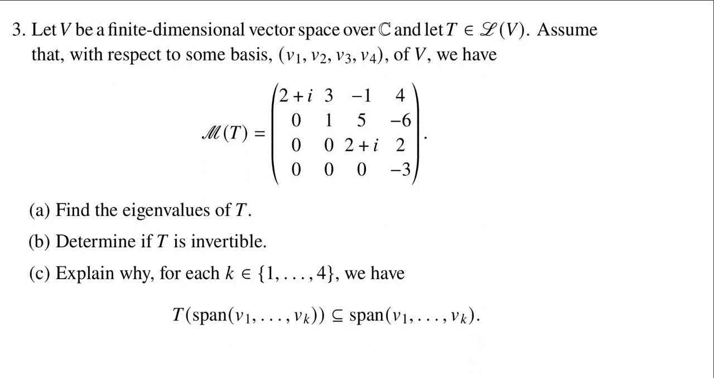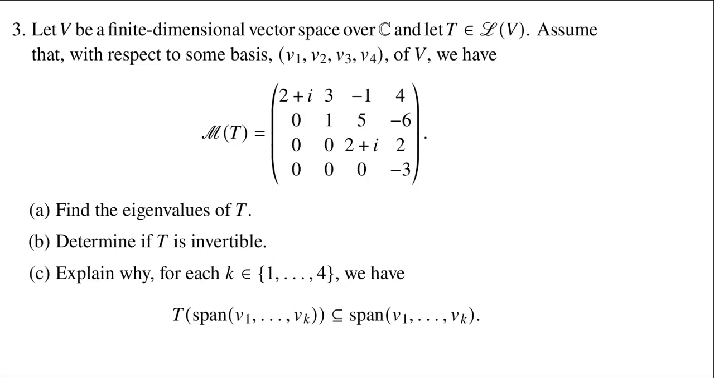V is going to be a finite dimensional vector space over the complex numbers, and T is a linear operator on V. We're going to assume that with respect to some basis, we'll just call it V1 through V4 of V, the matrix of T is given by a matrix in upper triangular form. Notice all of the entries below the diagonal are 0. Okay, so what do we want to know? Well, the first says find the eigenvalues of T.